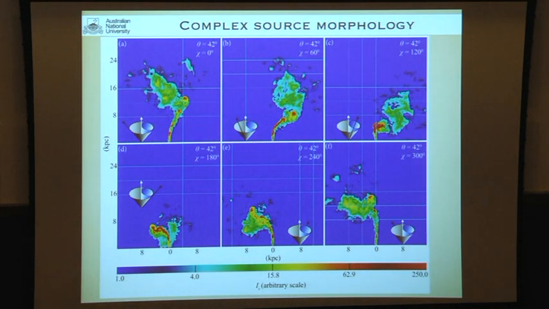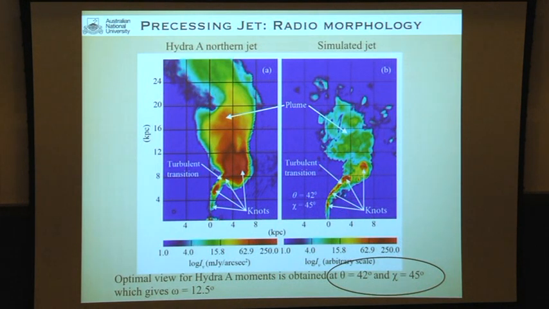So there is a famous source called NGC 326, which is an X-symmetric structure. And with further increment of chi, we get the Z-symmetric structure back. So let's see our Hydra A moments, which is with line of sight 42 degree and chi equal to 45 degree. So let's explain this similarly.